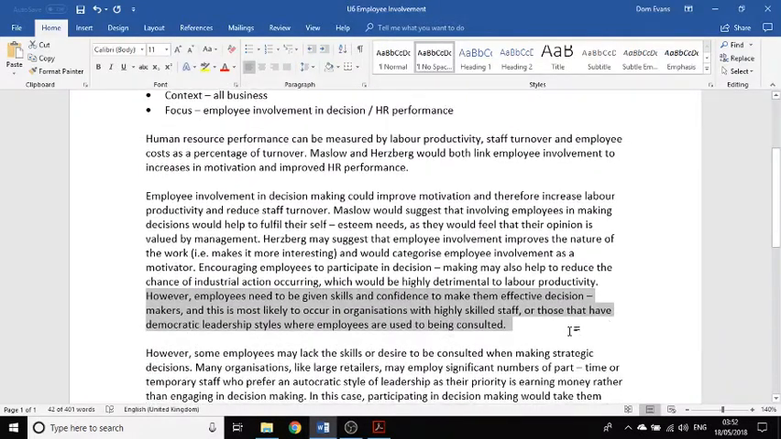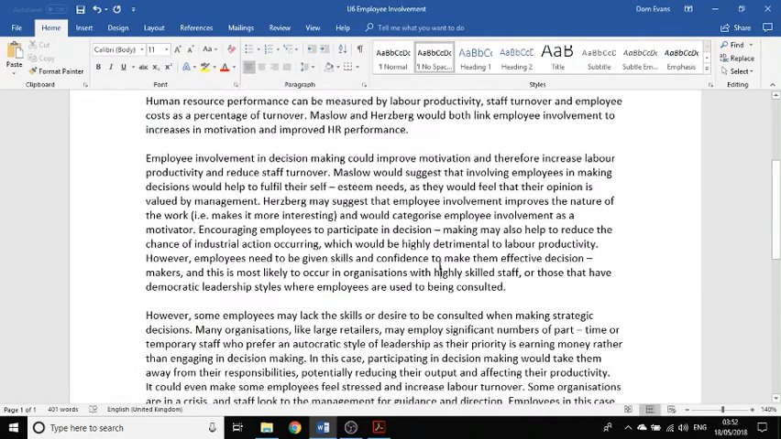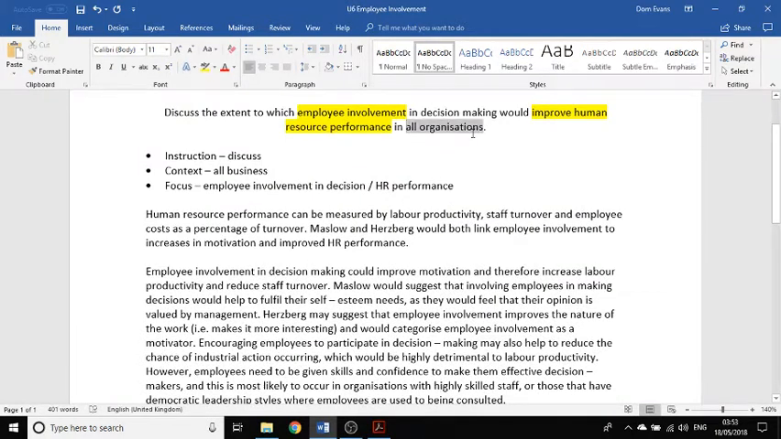Would it work in all organisations? Well, it's going to be most effective when we've got highly skilled staff who have been trained to make decisions and when they're used to making decisions. So that's when employee involvement in decision making will be most successful. So hopefully you can see that I've linked it back to the question and addressed this really important bit of the question about all organisations.